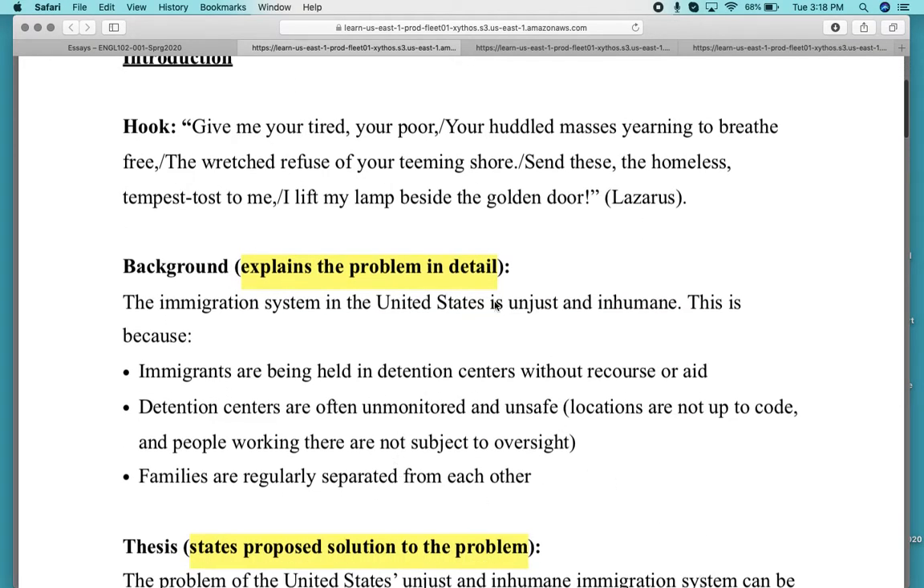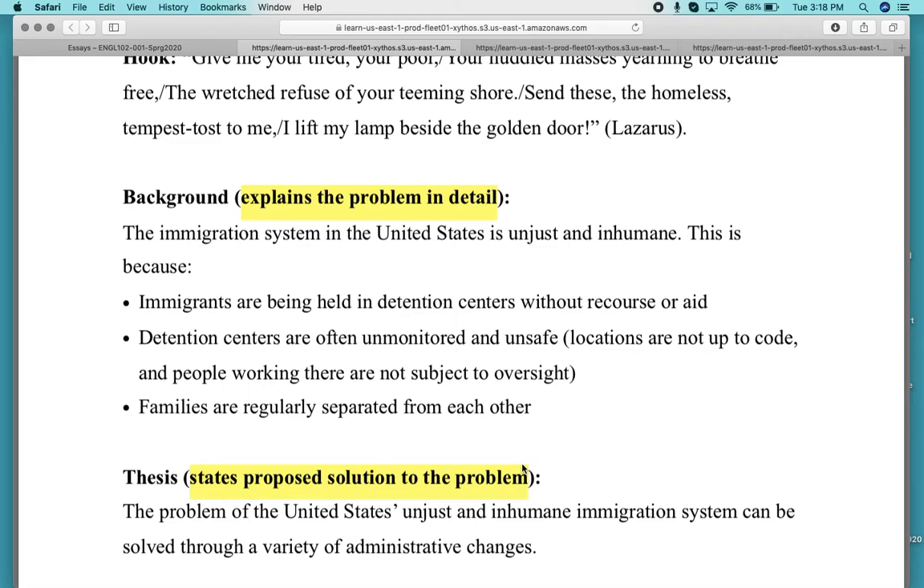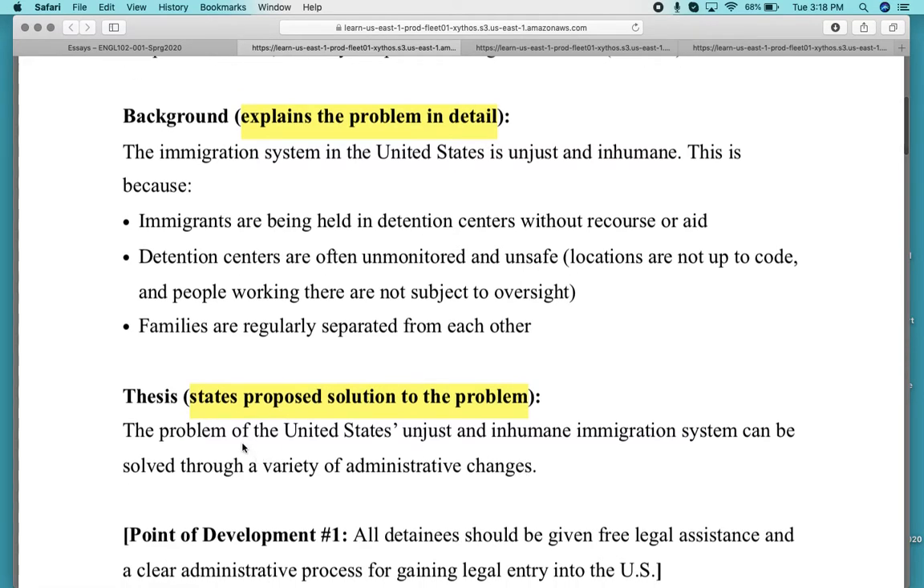Remember that the background information explains what the problem is. Okay, so the problem that you're planning to solve should be explained in detail in your introduction, after the hook, before your thesis. Okay? Your thesis, which of course should be the last sentence of your introduction, needs to be open, right? So you're not going to have 3 points. And it should just, in a general way, explain what your solution to the aforementioned problem is.